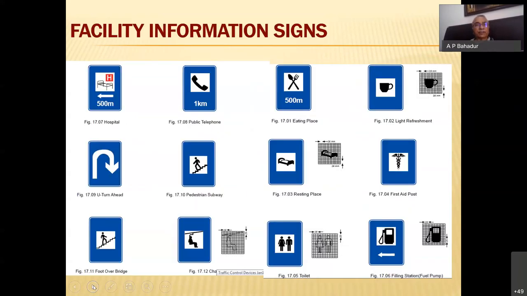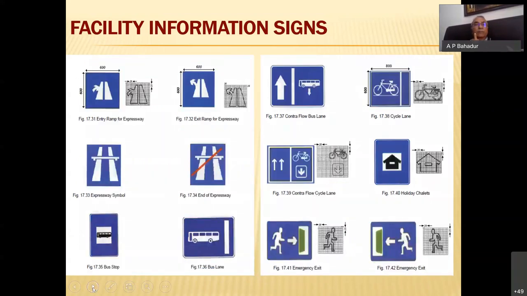These are facility information signs: hospitals, public telephone, eating places, toilet, fuel stations, subway, footover bridge. This is for subway, this is for footover bridge, this is for resting place. These are for the expressways. This is for the start, this is for ending. These are the contraflow bus lane. These are for the tunnel signs.